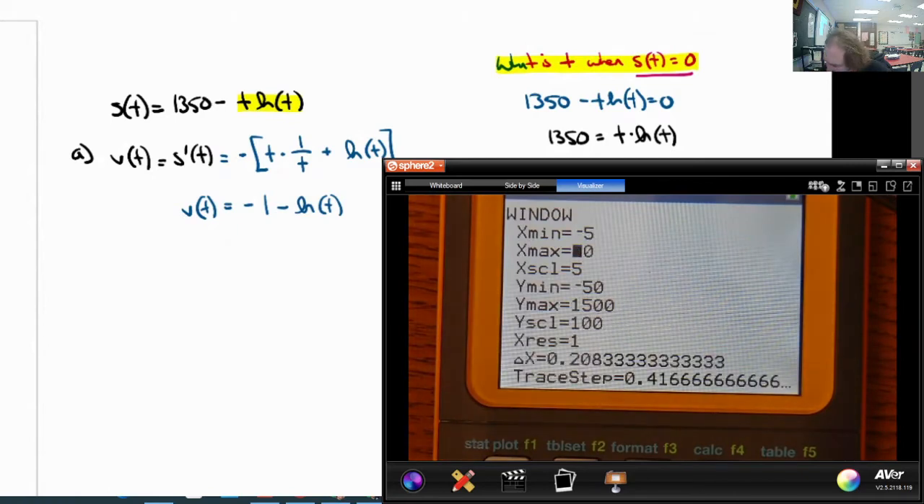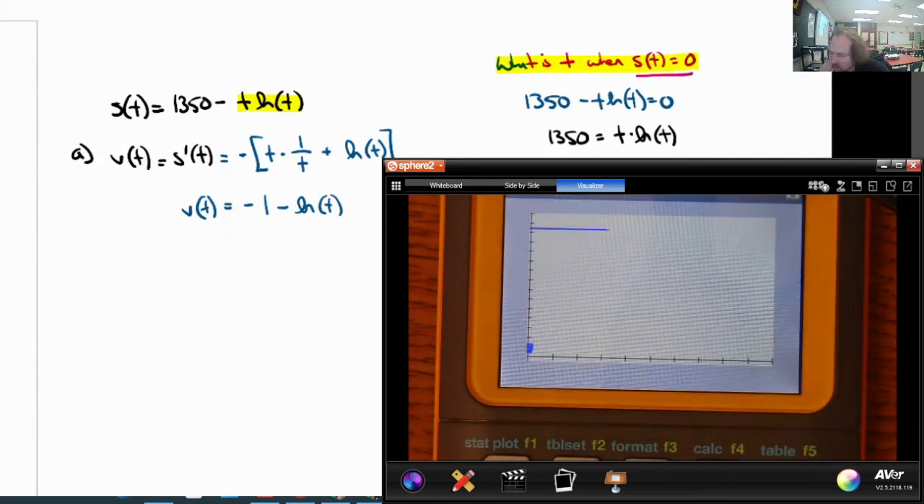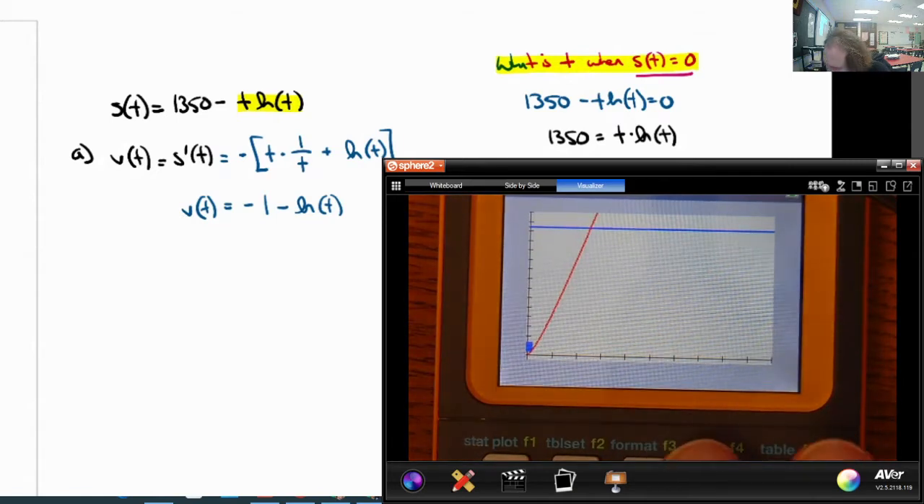So for x, let's take x all the way to 1000. I'm just going to guess here. We'll do a scale of 100 for that one. Again, there's 1350, and here's x natural log of x. Much better. There we go. Let's go ahead and use our calculator to find the intersection of that.